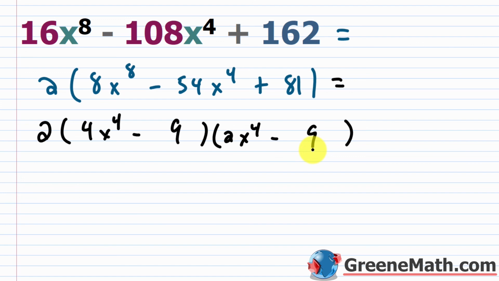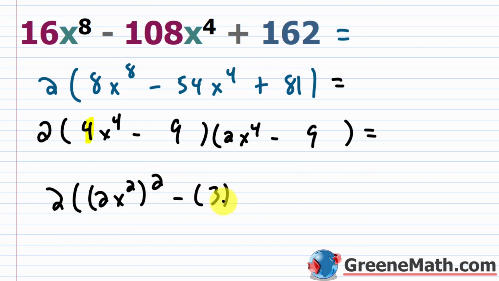If you get a binomial and something is squared in the end, 2 is not a perfect square, but over here 4 is. This 4x to the 4th power, I could really write as 2 times the quantity, let's say 2x squared being squared minus 3 being squared. So I have the difference of squares here, so I have to keep factoring. You always want to factor completely.